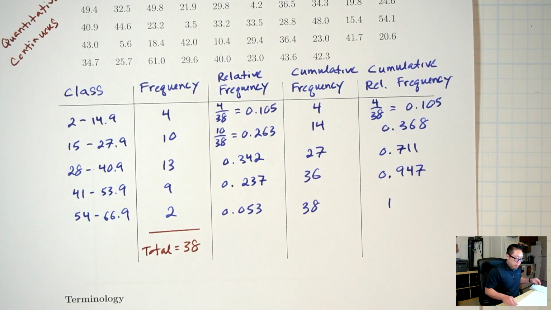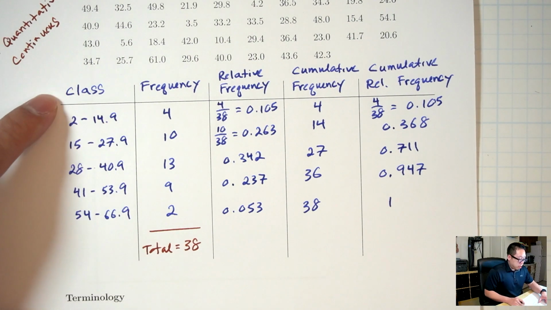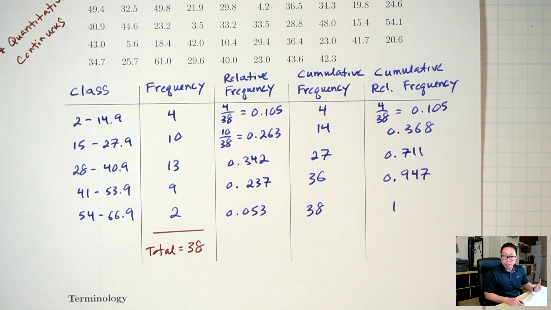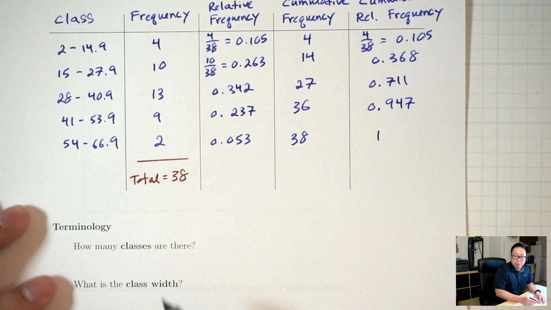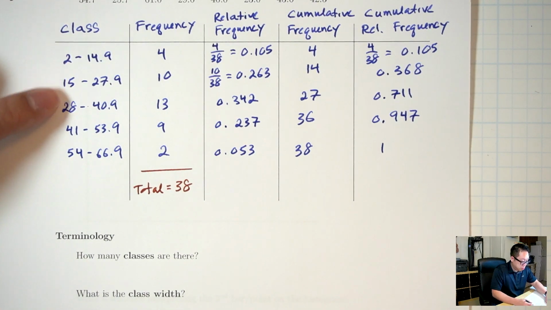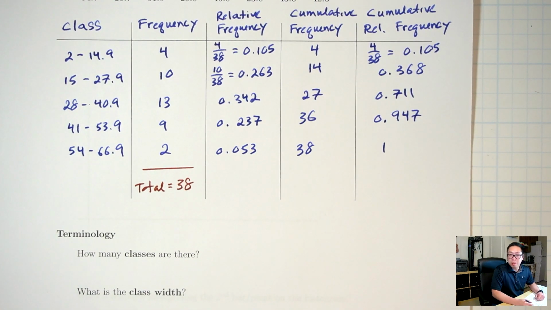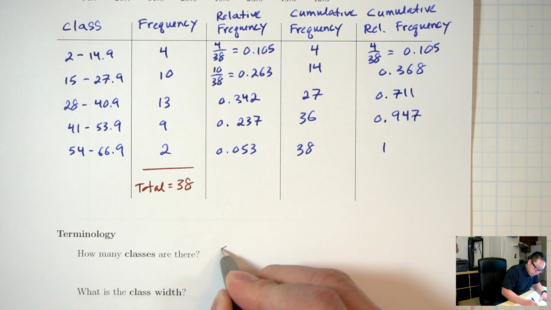Okay. So now let's talk about some terminology. Class is the ranges. How many classes are there? How many ranges are there? 1, 2, 3, 4, 5. There's 5 ranges here. This is 5.